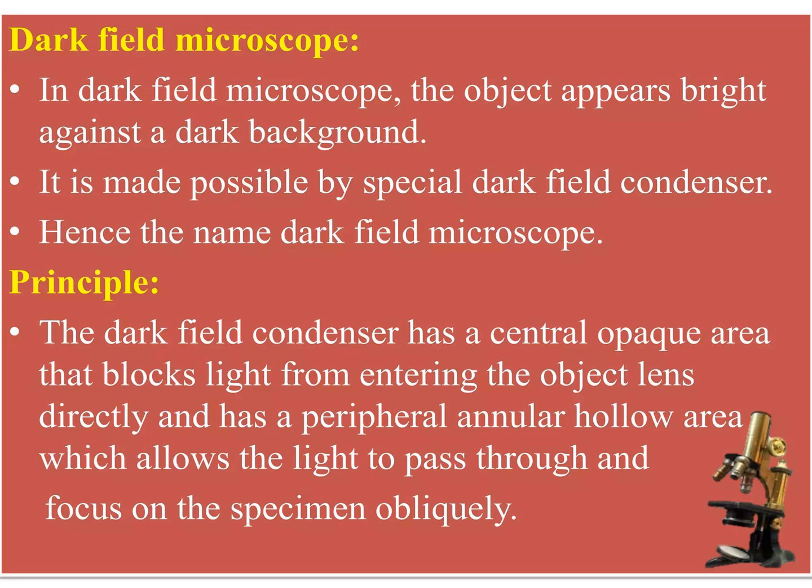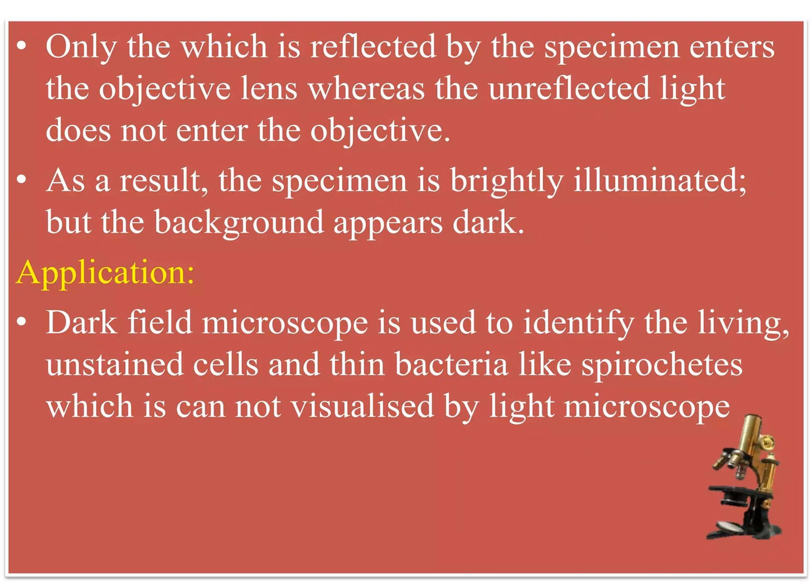The next type of microscope is the dark field microscope. In the dark field microscope, the object appears bright against a dark background. It is made possible by a special dark field condenser, hence the name dark field microscope. Principle: the dark field condenser has a central opaque area that blocks light from entering the objective lens directly, and has a peripheral annular hollow area which allows the light to pass through and focus on the specimen obliquely.